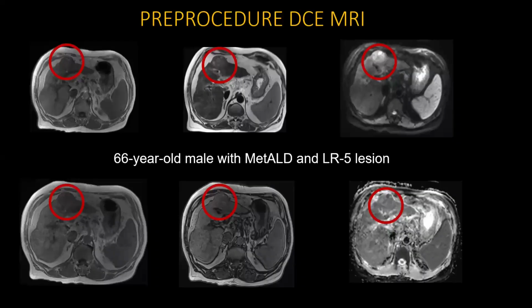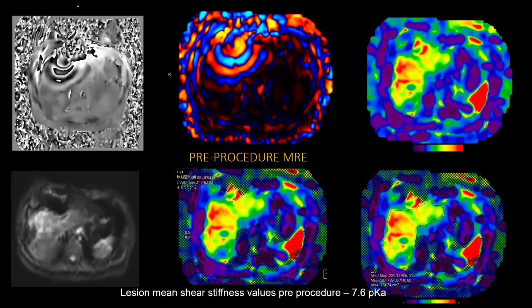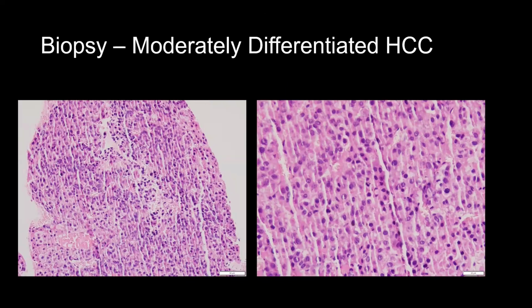This is part of another study that we are doing, a similar prospective study, where we are looking at the changes in MR elastography in tumors pre and post TACE. So this is a 66-year-old male with MASLD and an LR5 lesion. You can notice here the non-rim enhancement and the washout in the left lobe of the liver lesion. This is the MRE value, and you can notice that anteriorly the lesion shows specks of red. This was 7.8 kilopascals. Biopsy showed moderately differentiated HCC.